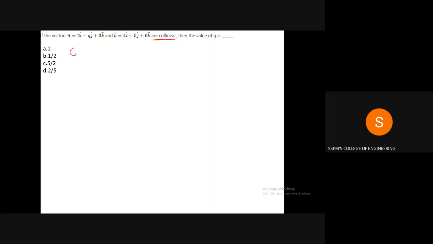So we know that when two vectors are collinear, we can represent them like this. b bar is equal to lambda a bar, or we can write a bar is equal to lambda b bar. Anyone is okay. So we will write b bar is equal to lambda a bar. So now we will put the values.